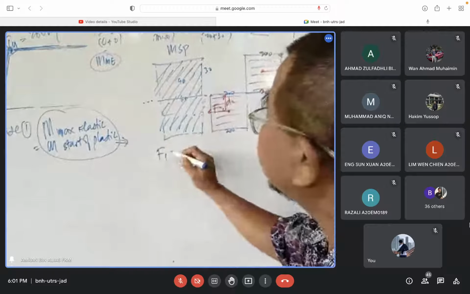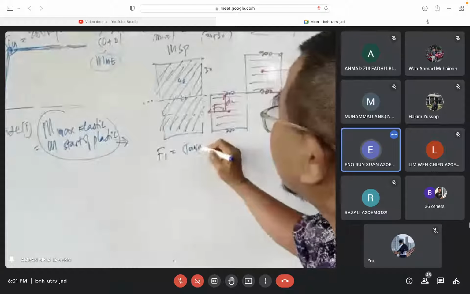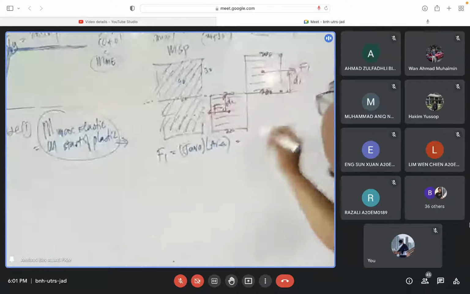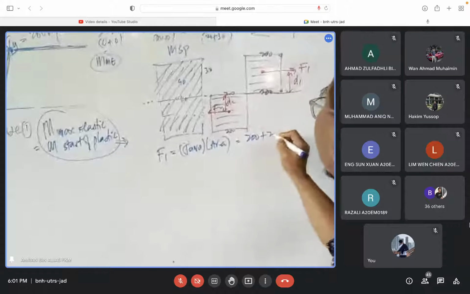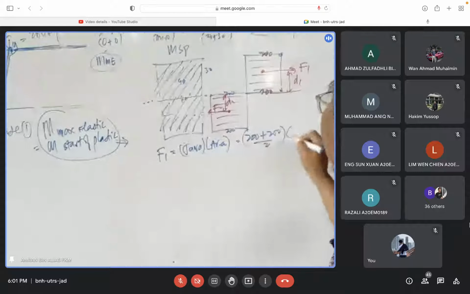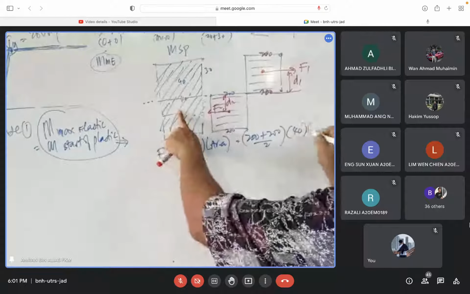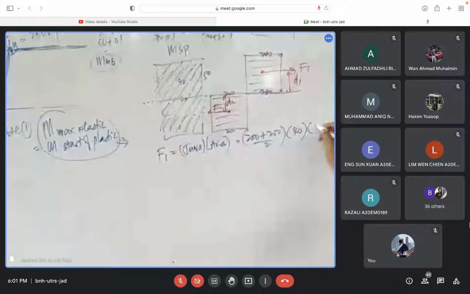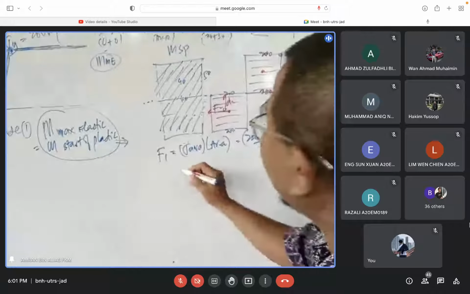What is F1? Sigma average times area. So what's the average there? 200, 200. Divide by 2. And then what's the area? 40 times what? 50. 40 times 50. And then what's the value there?